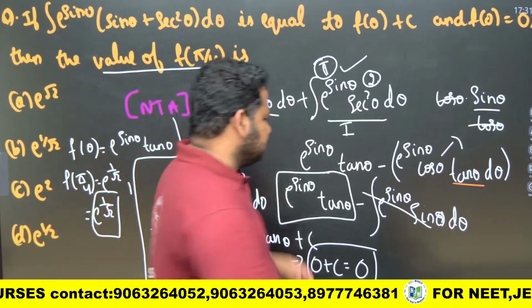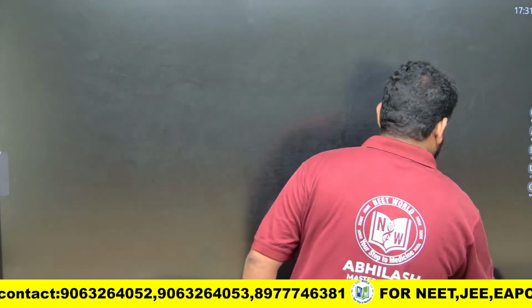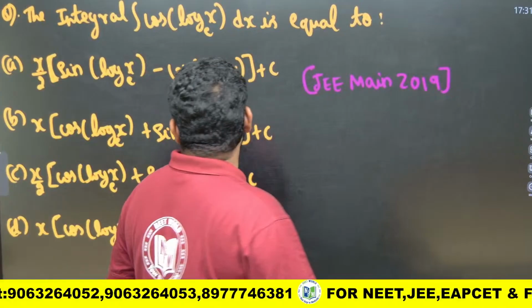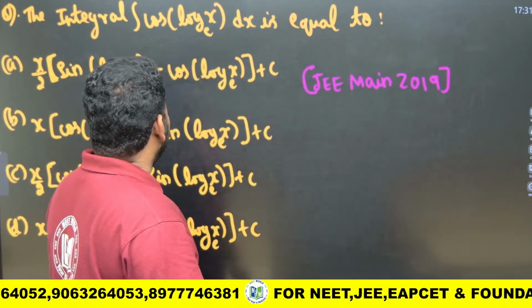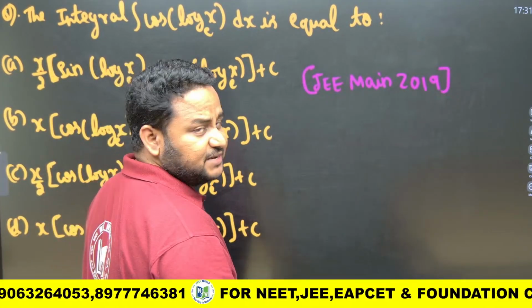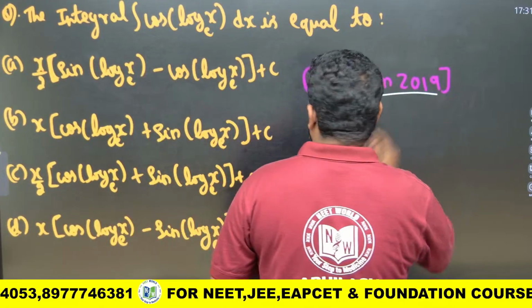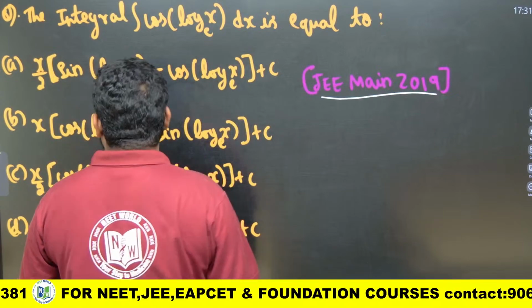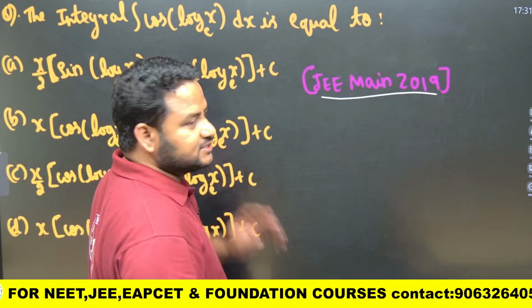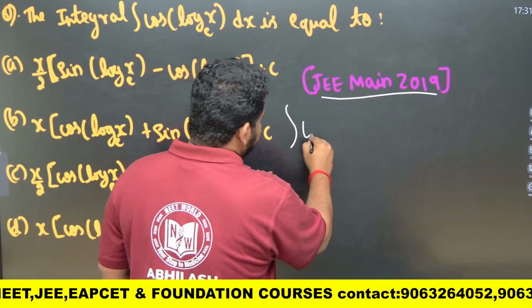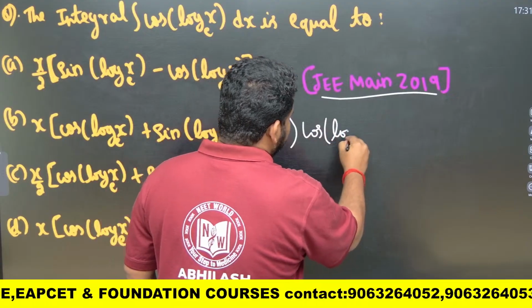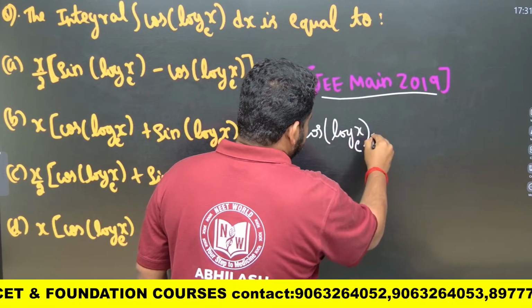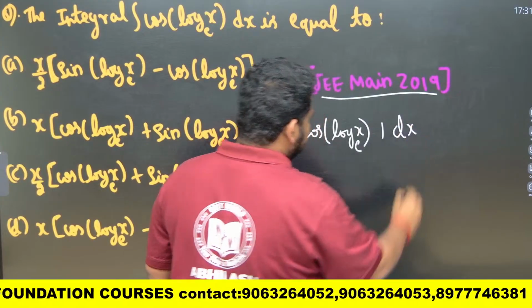Let us move to the next one. Have a look at this one. The integral of cos log x dx is equal to... This is a JEE Main 2019 question. They have given cos log x. So how to solve this question? See here, cos log x, I will write it as into 1.